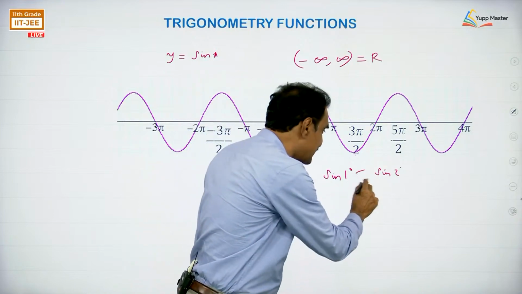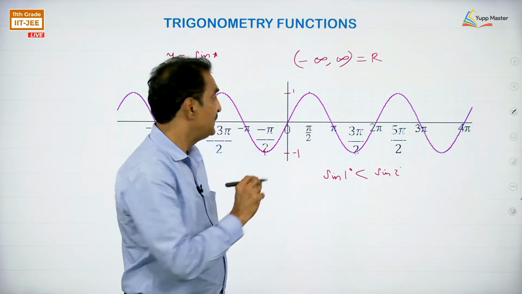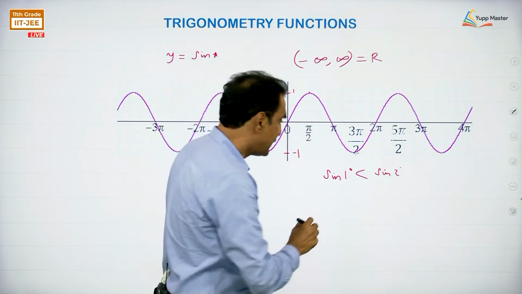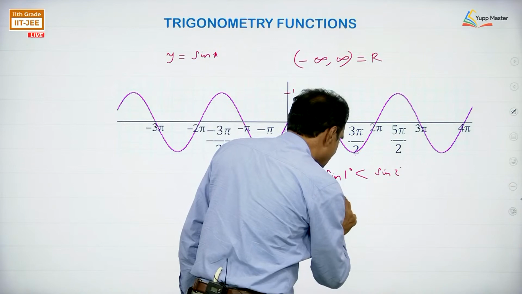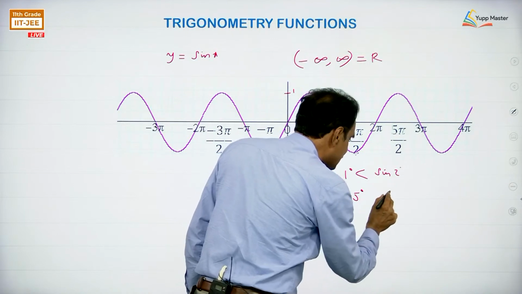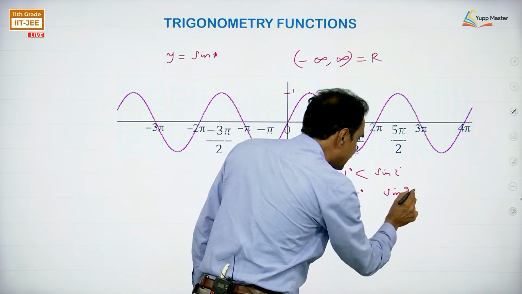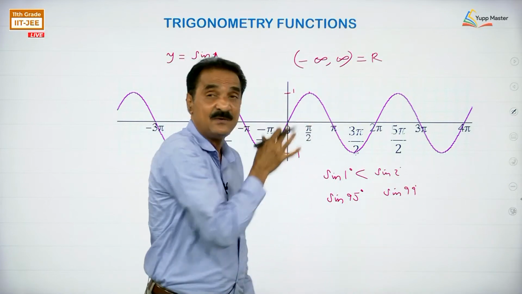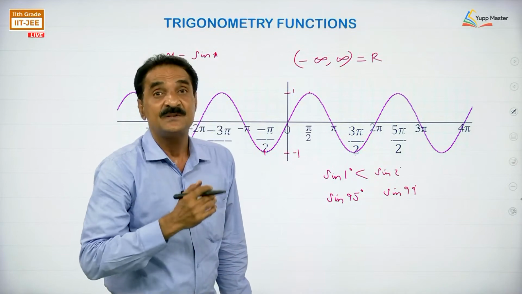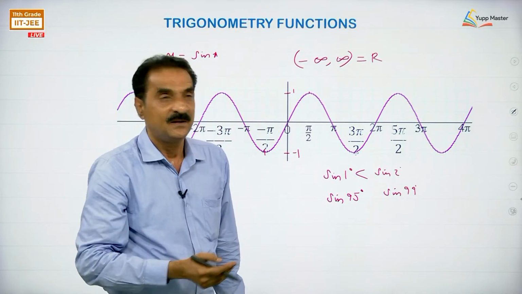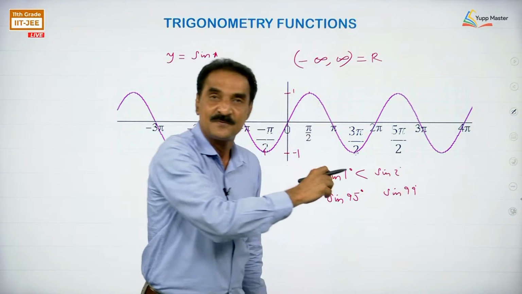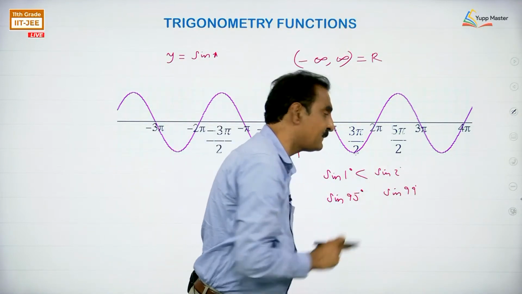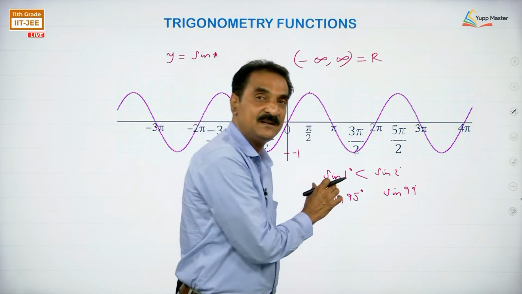So, this is less than this. But if you take some angles after 90 degrees, I will take sine 95 degrees and sine 99 degrees. These two angles belong to the interval 90 degrees to 180 degrees, in which sin x is a decreasing function. So, when the angle increases, the value of sin theta decreases. So, when the angle increases from 95 to 99, the value of sin theta decreases.